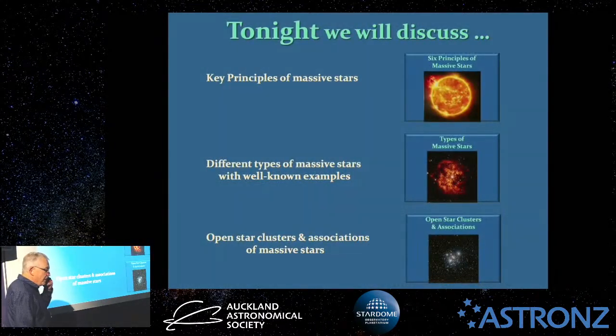So that's some key principles of massive stars and general astronomy principles as well. Let's now talk about the different types of massive stars with some well-known examples. This is a lot of information we're about to take on board.